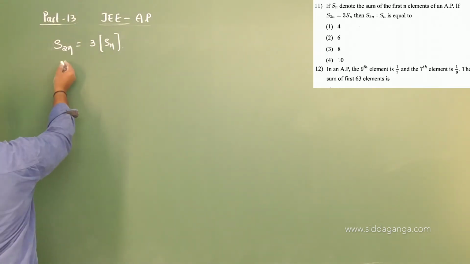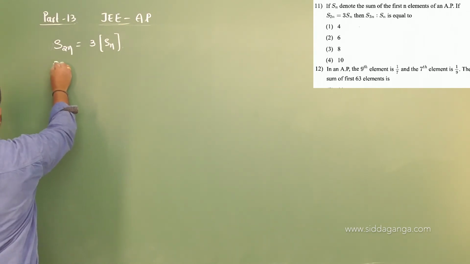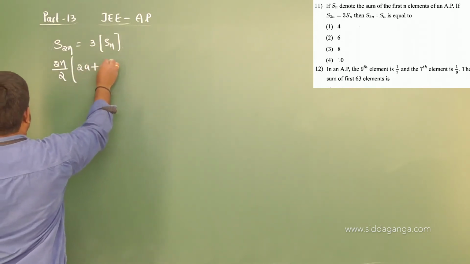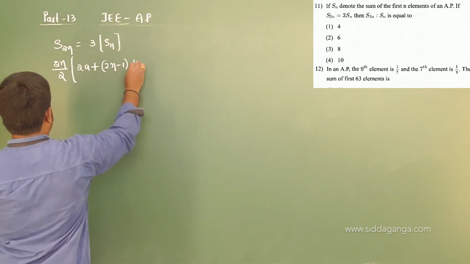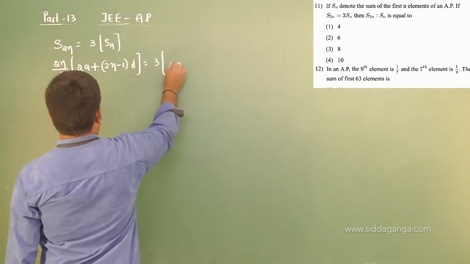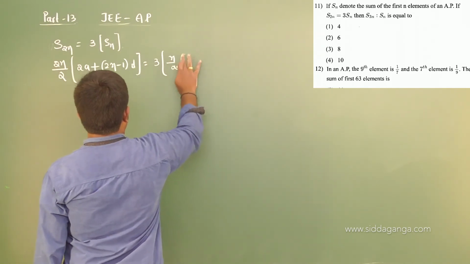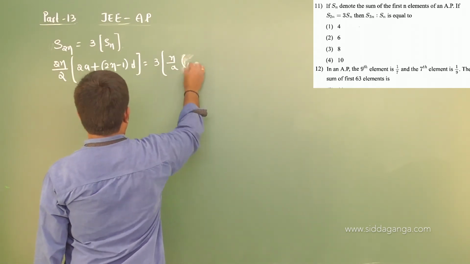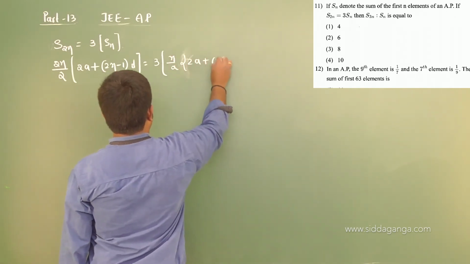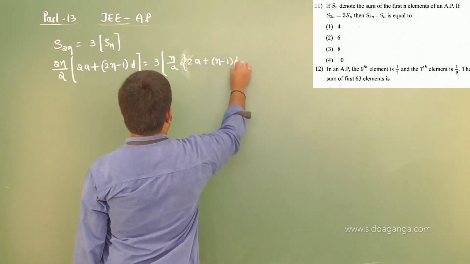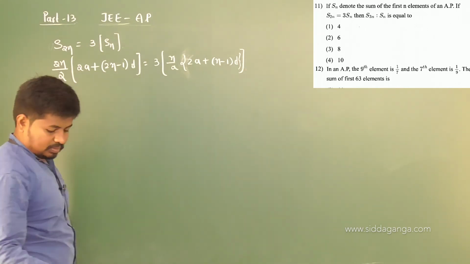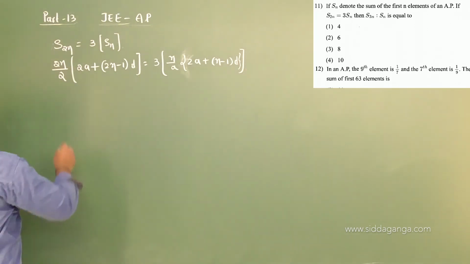S2n is what actually? Sum of 2n terms. So 2n by 2 into 2a plus 2n minus 1 into d. That is equal to 3 times Sn, and Sn is n by 2 into 2a plus n minus 1 into d. The n by 2 should get cancelled.